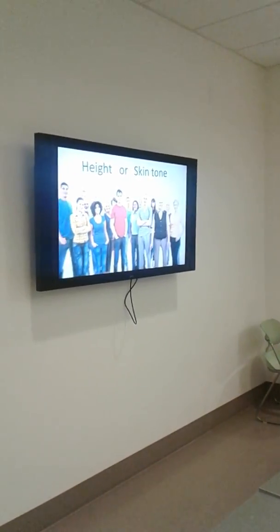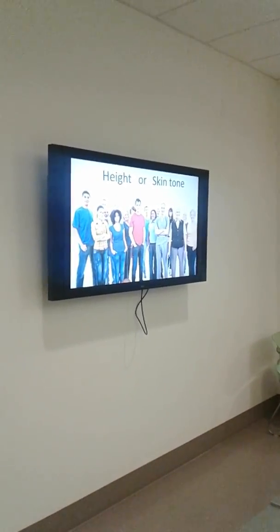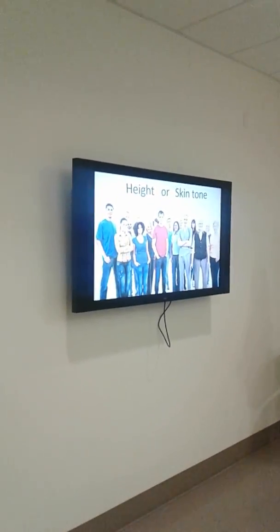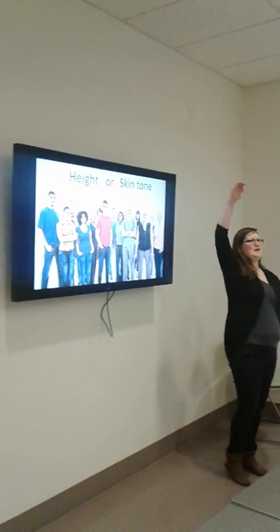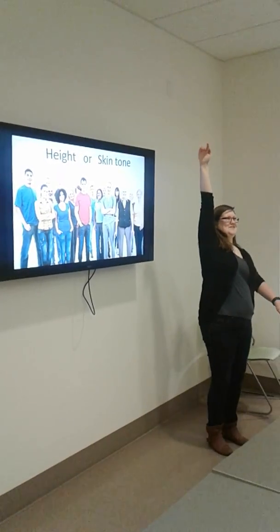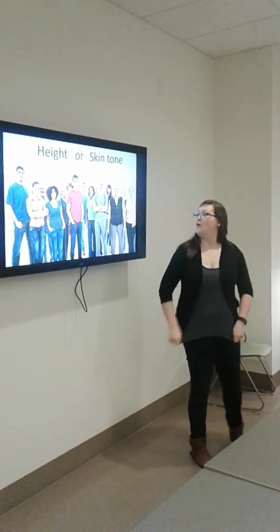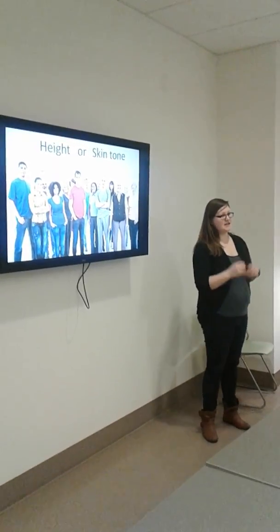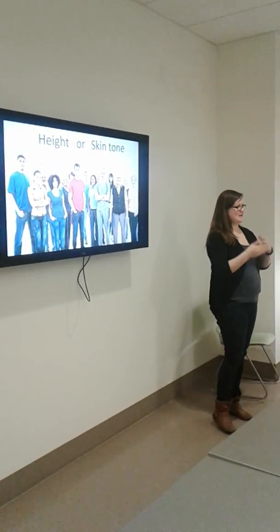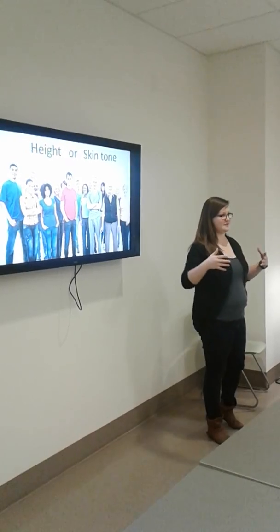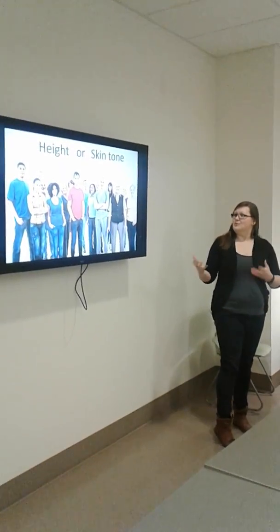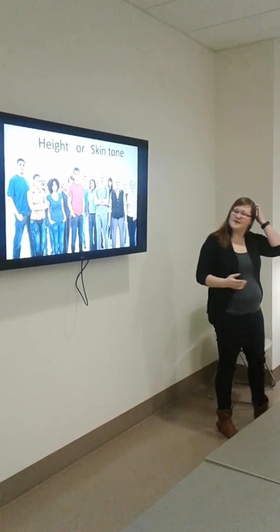How about height? Let's go with height for now. Continuous. Because there's people that are this tall and there's people that are taller than that. So anything in between is fair game. What about skin tone? Continuous. Skin tone is also continuous. There's many different colors of skin and there's many different tones within those colors themselves. Cool.